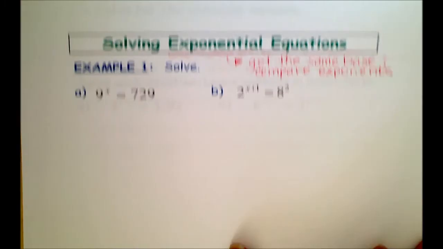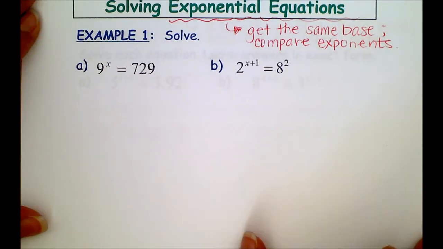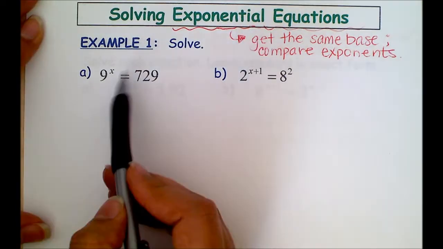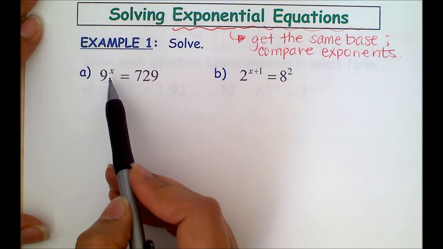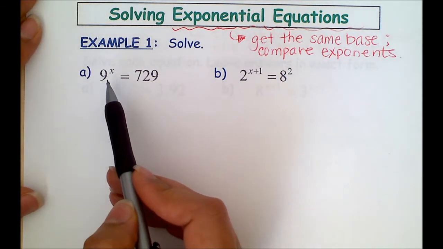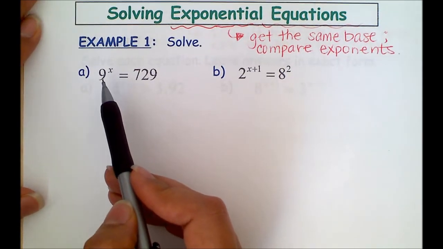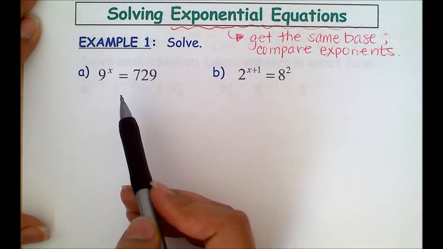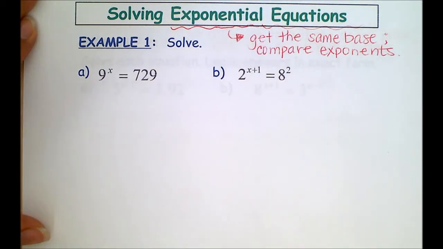So we have a couple of examples here. And so these are exponential equations because there's an exponent that's involved, and the exponent is typically where the variable is that you're solving for. And so in order to solve this equation, what I need to do is try to get the bases on the left side and the right side equivalent to each other so that I can actually compare the exponents.